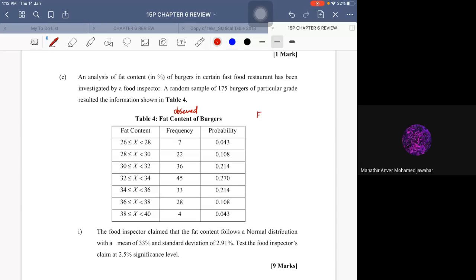And how do we find the expected value? That will be n multiplied by p. Here we have been given that n is going to equal 175. When you want to find the expected value, the p, the probability, is already given here. So this is your p. For example, for the fat content between 26 and 28, my expected value is going to equal n, which is 175, multiplied by the probability of this category, which would have been 0.043. So that will be the probability. You are going to do this for each of the categories, by using the probability given.